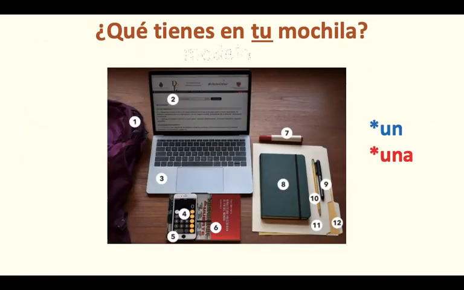So let's do some práctica, un modelo. I'll ask you the question, ¿Qué tienes en tu mochila? I'll put up a number that's going to be pointing to something. Now in this case, that's actually a dictionary. It's kind of hard to see, but look at the screen and you'll see they put up a dictionary on their computer. So how would you say, in my backpack, I have a dictionary.